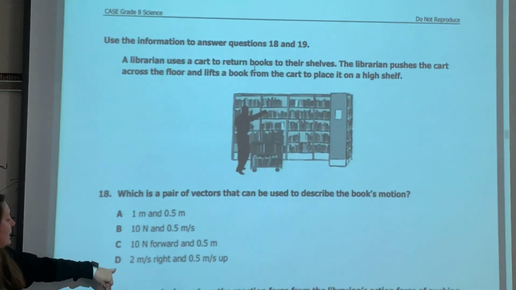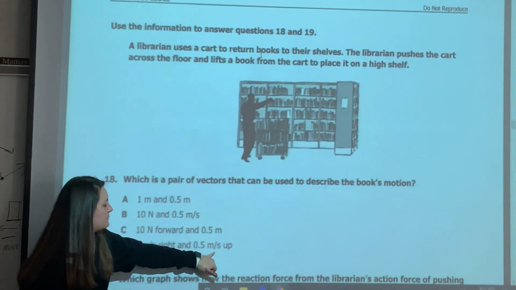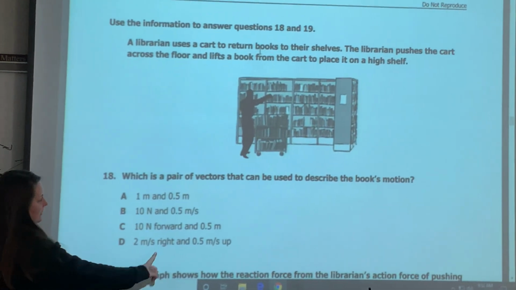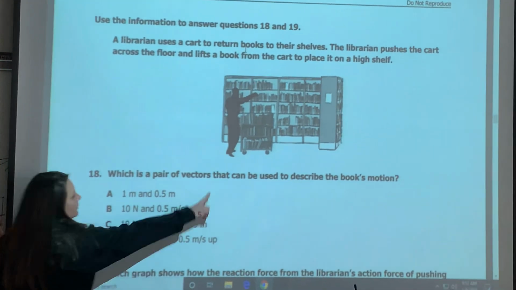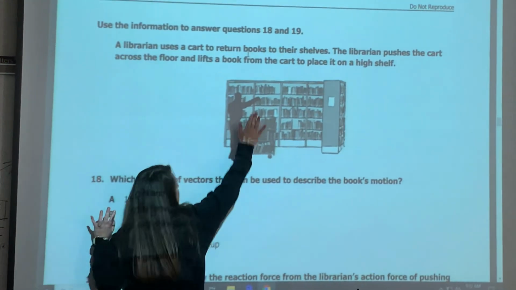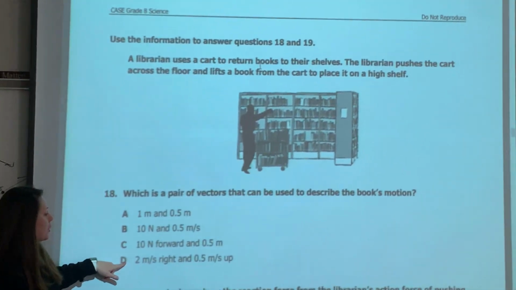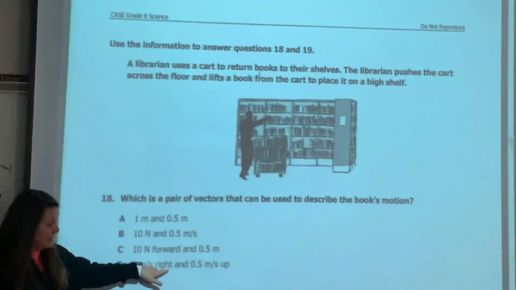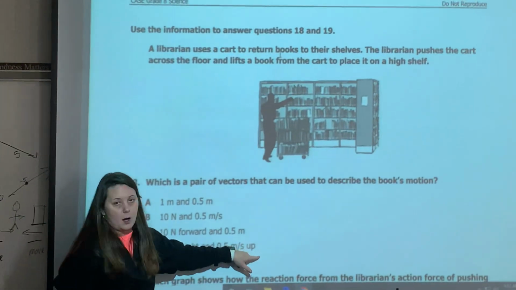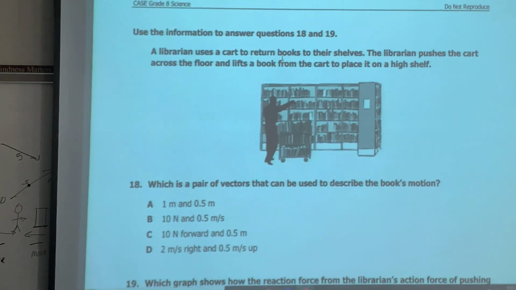Here we have D, 2 meters per second right and 0.5 meters per second up. Notice there are two vectors here. Right, because the cart is going to the right, and 0.5 is him putting the book up on the top shelf. So D is our better answer here, because you have a vector right and a vector up. You have to have two vectors in your answer. 18 is D.